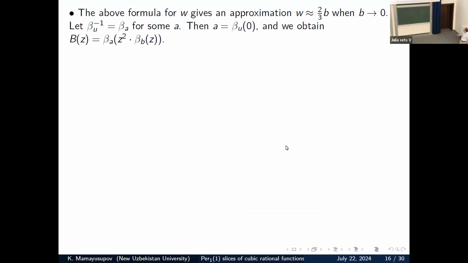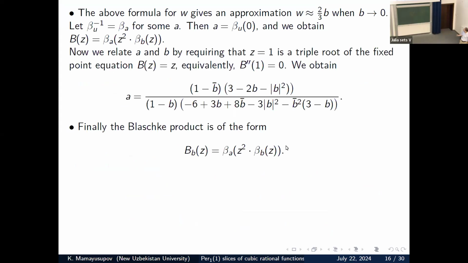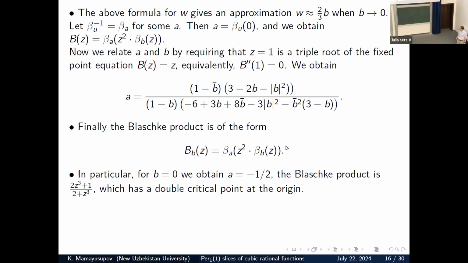So here is the approximation. Now to get rid of this U, you need to require that one is parabolic. You never used it. So now if you require that it's a parabolic fixed point, then you can find this another parameter. Yeah, again, so for given B, you know your critical point. So B is from the unit disk. You know your parameter A, and you have this normal form.